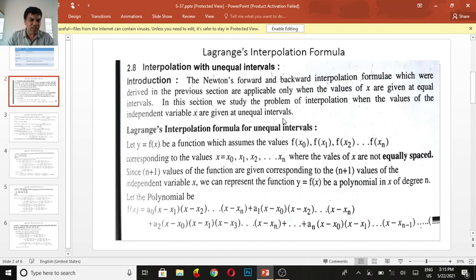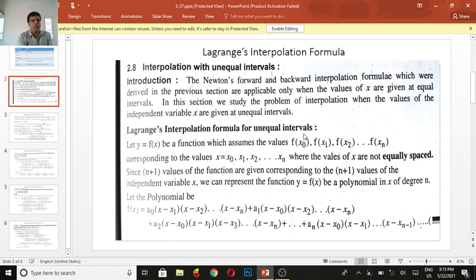So here x is at unequal intervals. In Newton's Gregory formula, the interval is equal, but in Lagrange's formula, x is not at equal intervals. So you can find for unequal intervals. In this section, we study the problem of interpolation when the values of the independent variable x are given at unequal intervals. See, the Lagrange's interpolation formula for unequal intervals.